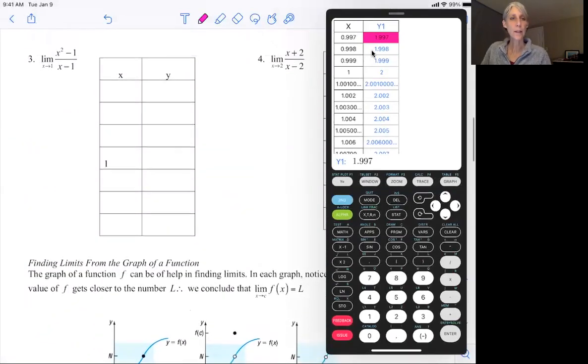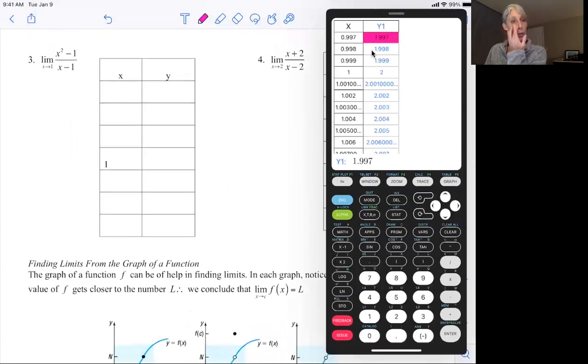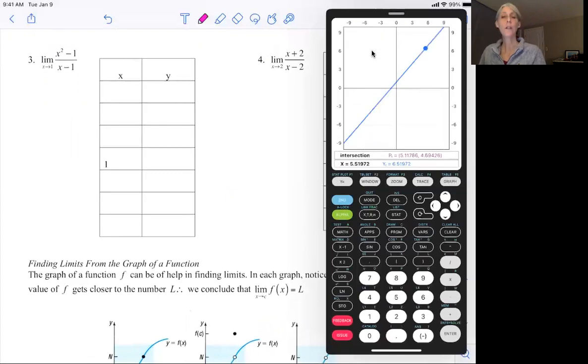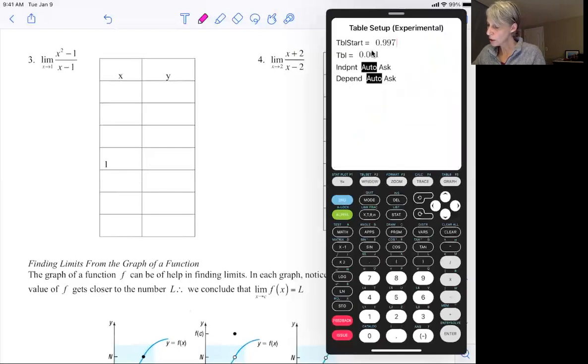For our next example, example 3, I have the limit as X approaches 1 of X squared minus 1 over X minus 1. Go back up to Y equals X squared minus 1 over X minus 1. This is a rational function. It looks like a line. We could talk about that in a few days, why that looks like that. Today, we're just practicing evaluating limits. Again, we're going to set our table. We're focusing on 1.